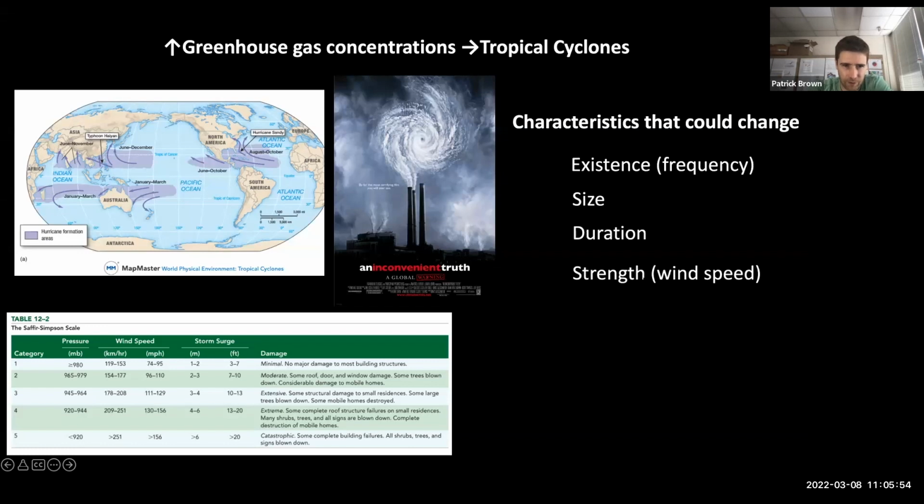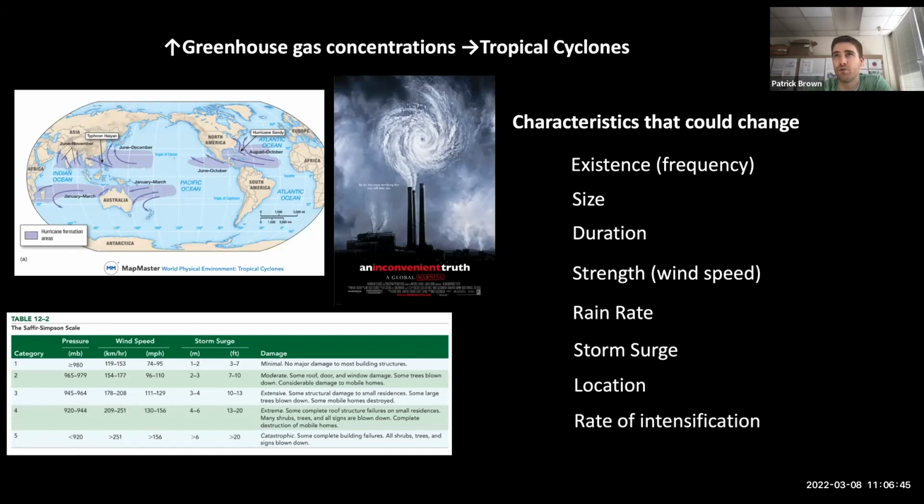There's the wind speed. So we typically just think of the strength of the storm, usually characterized by wind speed. And that's why we have these categories set up with differences in wind speed. Then there's the rain rate, how much rain is coming out of the storm. Storm surge, how much water is being pushed in by the storm. So ocean water being pushed in by the winds of the storm. And the location, so where they occur. So that might be that the average track location of the storms changes as the climate changes. And another thing that I've seen is rates of intensification. So that's just how fast a storm can go from nothing to category 4 or 5.